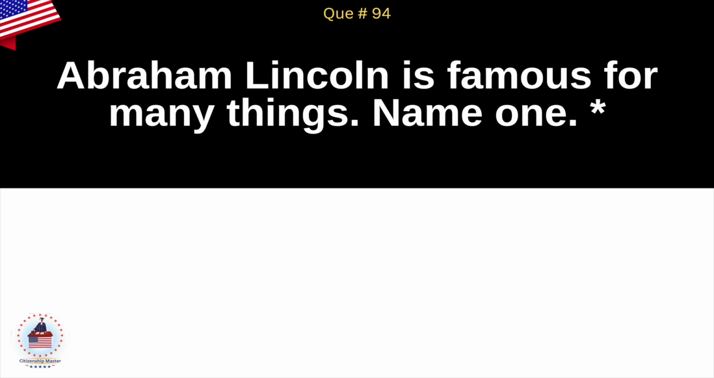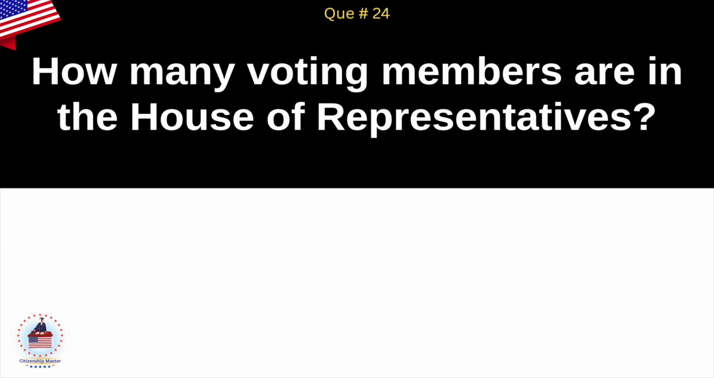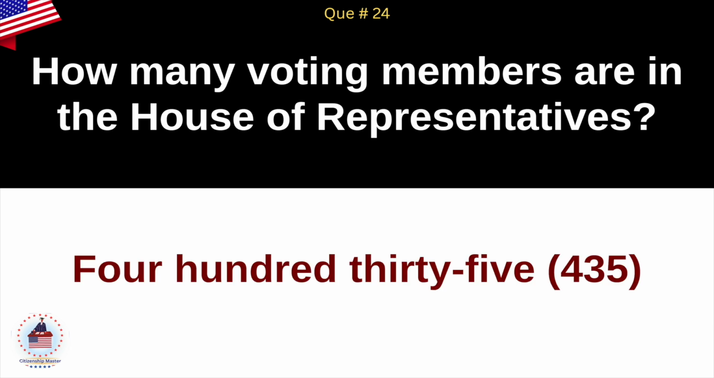Abraham Lincoln is famous for many things. Name one. Freed the slaves, Emancipation Proclamation. How many voting members are in the House of Representatives? 435.